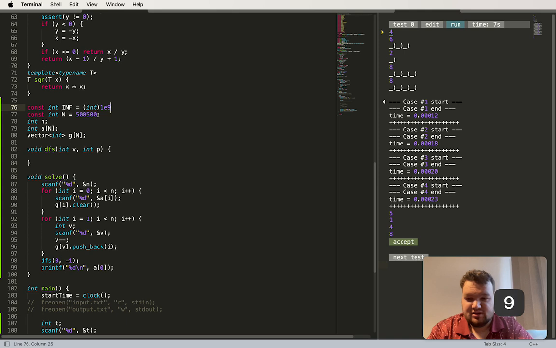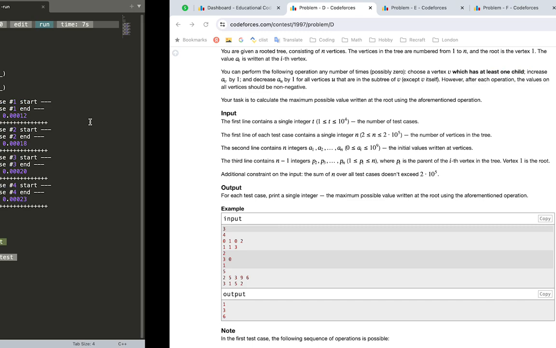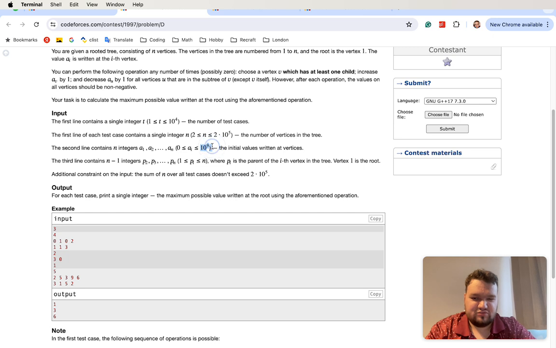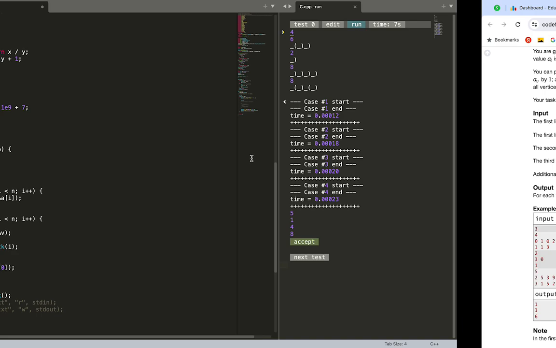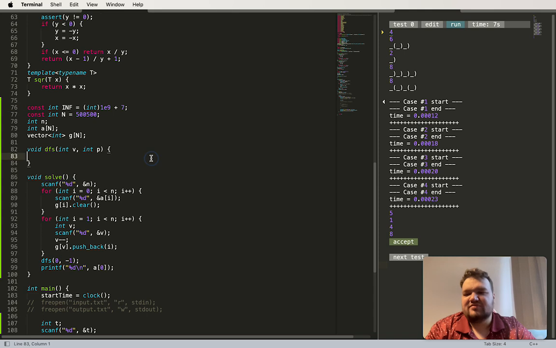If I'm not mistaken, and I think that I'm not, we cannot ever get values greater than the bound for initial values. So if all initial values are bounded by a billion, we cannot get dp values greater than a billion, so I can use infinity that is greater.